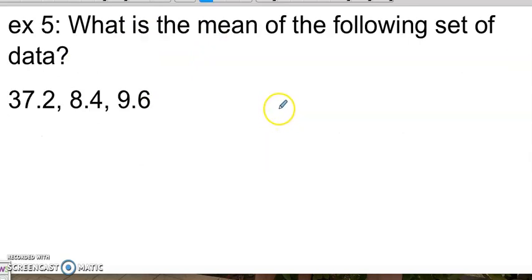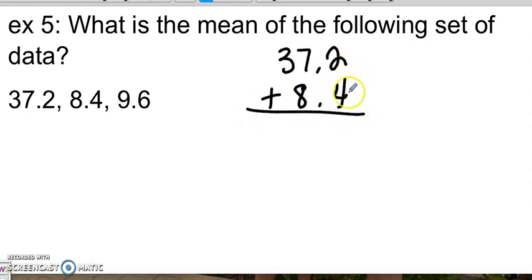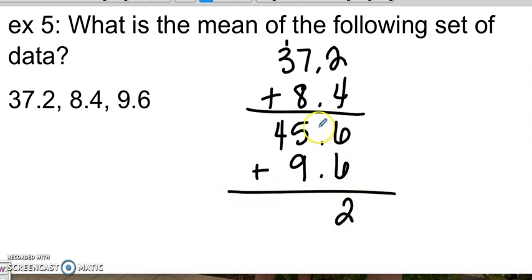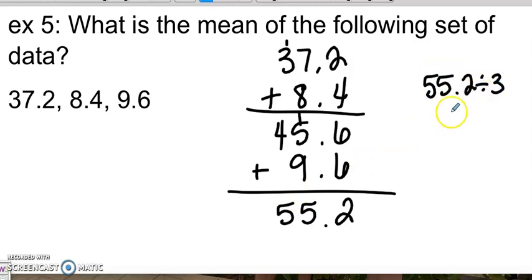The mean, what is the mean of the following set of data? So I take all my numbers and I add them together. Now, remember, when you are adding decimals, the decimals need to line up. When you put your decimal in your answer, you bring it straight down. Okay, when I add those three numbers, I should get 55.2. Then I take 55.2 and I divide it by 3. I should get 18.4 as the mean.